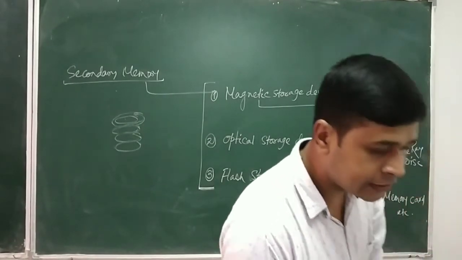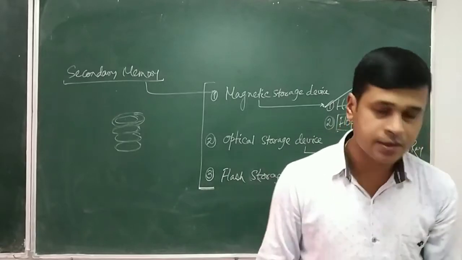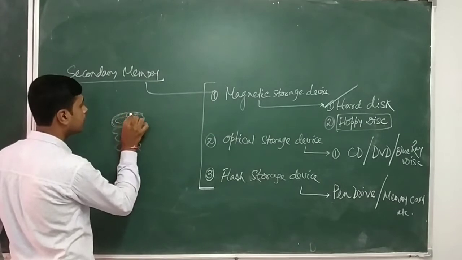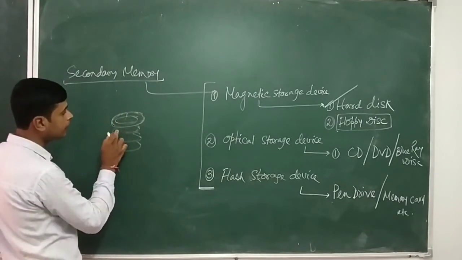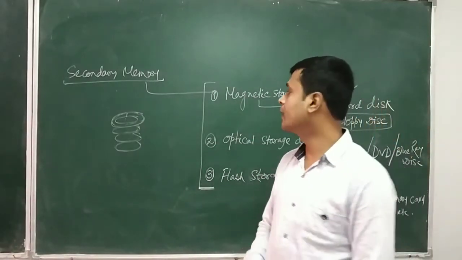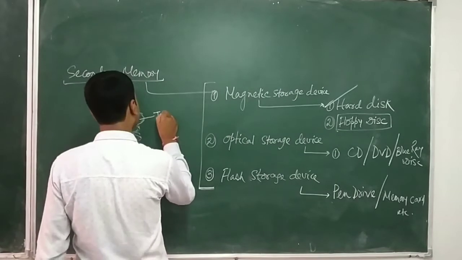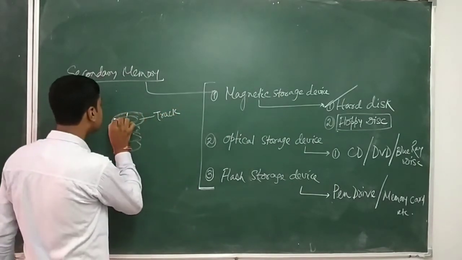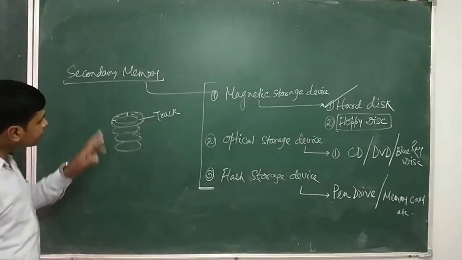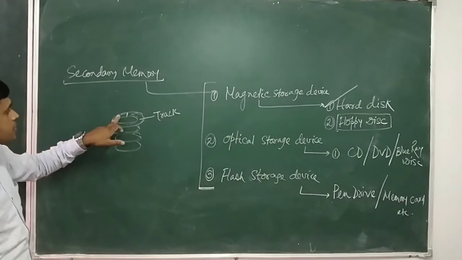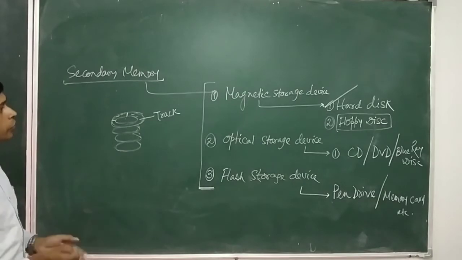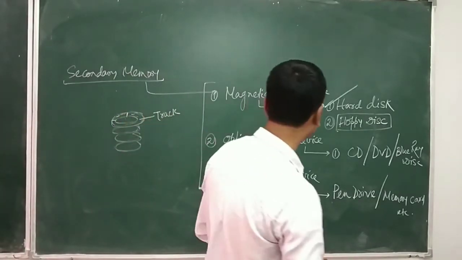And in hard disk information is recorded in bands. This is called the band. And band is also called the track. So inside there are bands, and the band is also called the track. And in tracks data and informations are stored. So that is the hard disk.